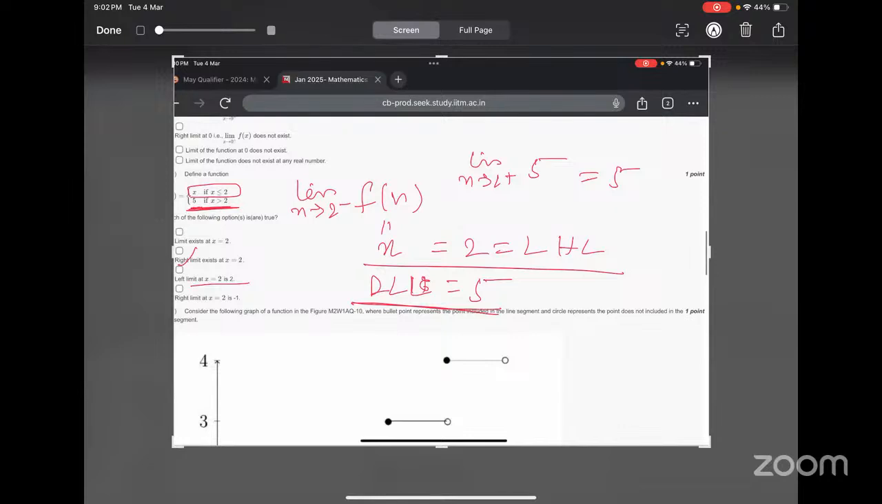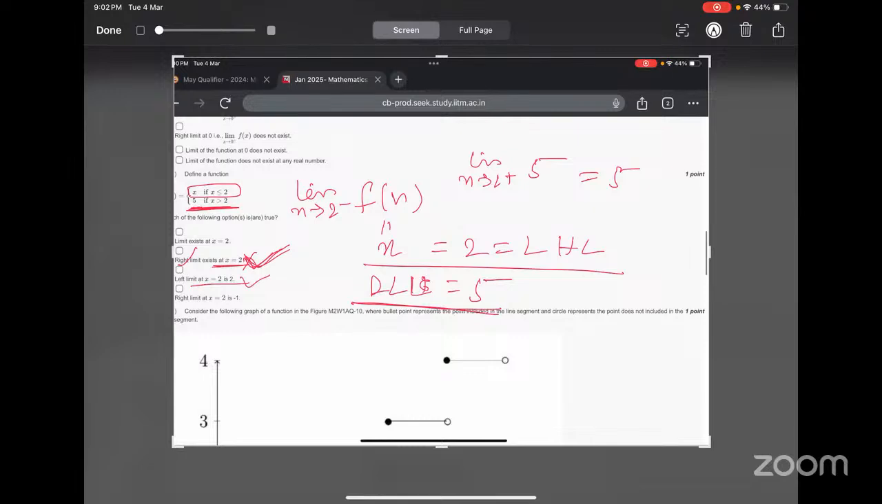That means the second option is incorrect, right? It is only asking whether the limit exists at x equal to 2, not asking for f of x. Oh, okay, I thought the value was given. So this option is correct, because the limit exists and it is 5.